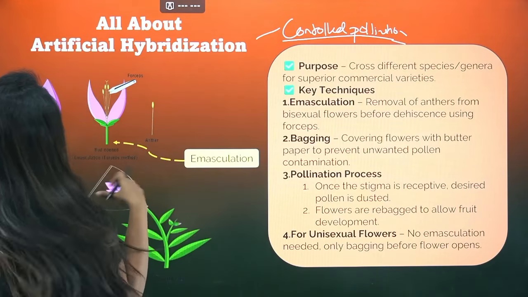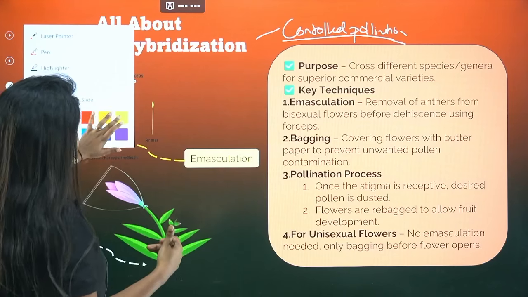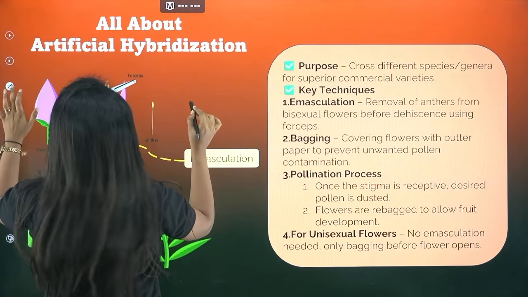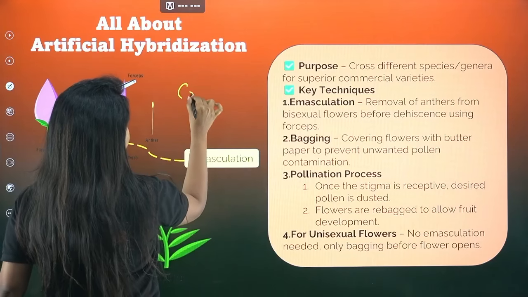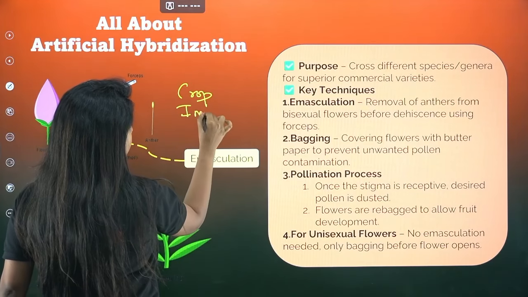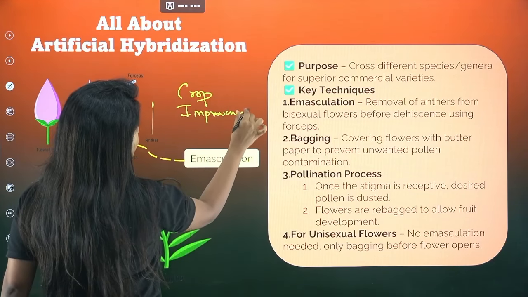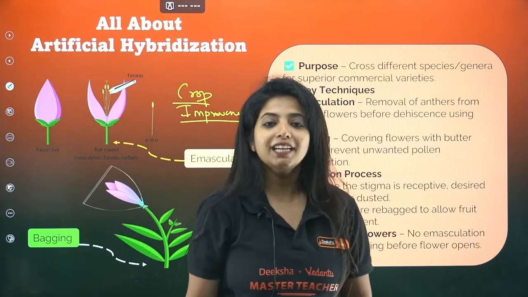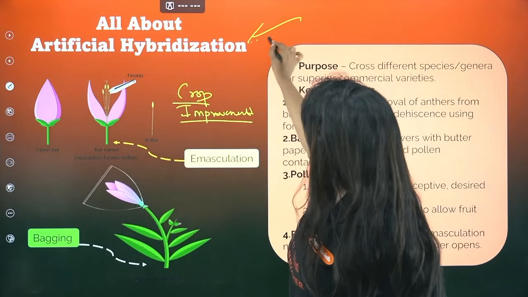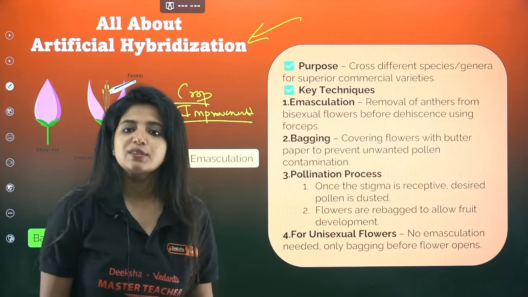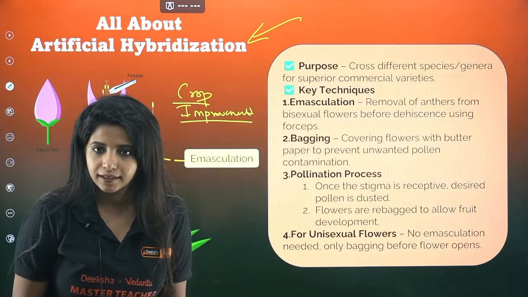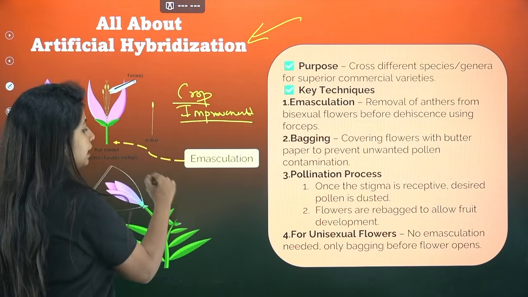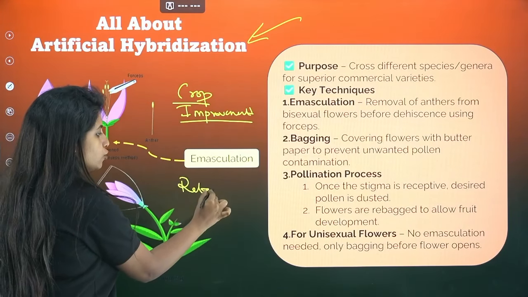Remember, a question came in the previous year PUC board, and that is controlled pollination. If there is a crop improvement program where the farmers want to produce hybrid type of plants, the process that you are going to use is artificial hybridization. So you have to explain it like that. You got it? It's very, very important. So emasculation, bagging, rebagging and tagging will also be there.